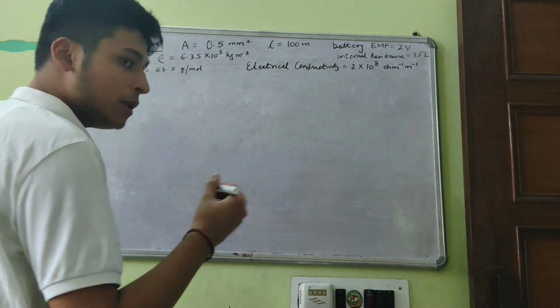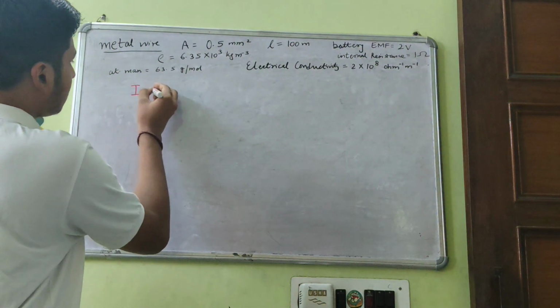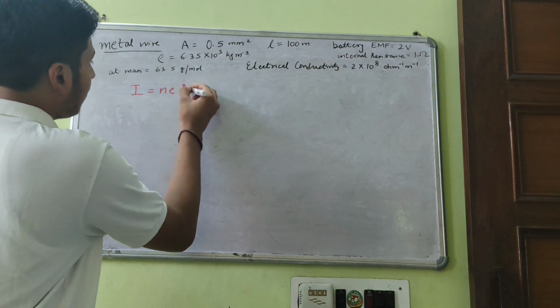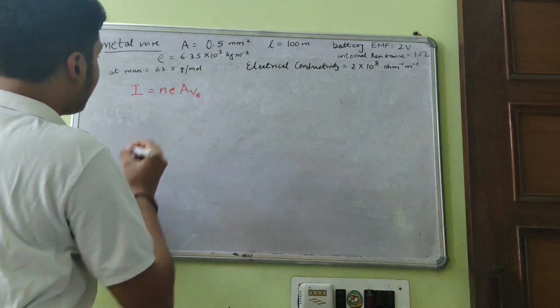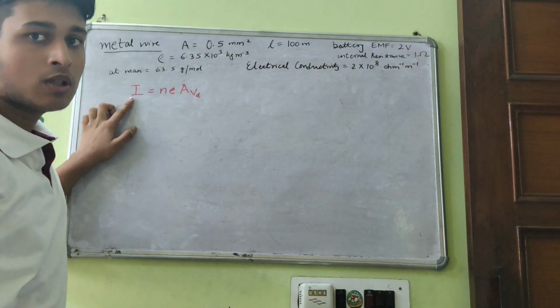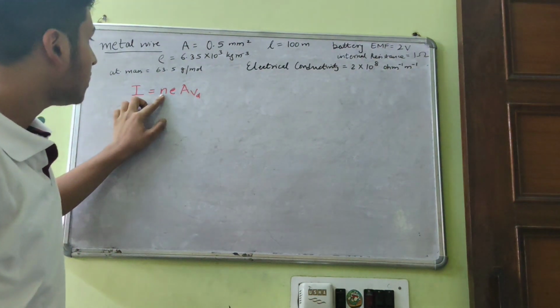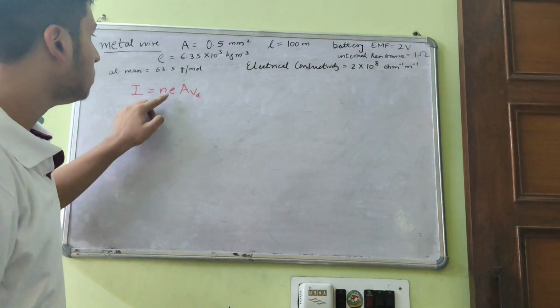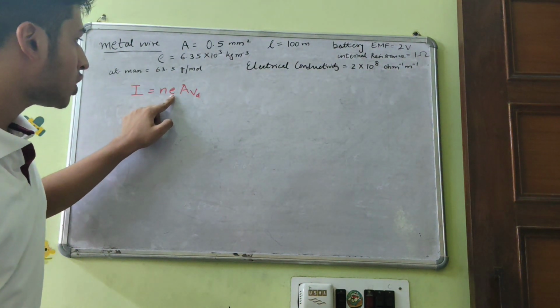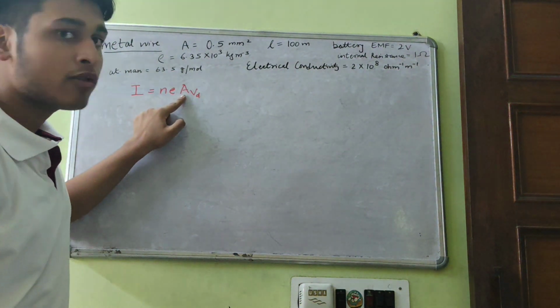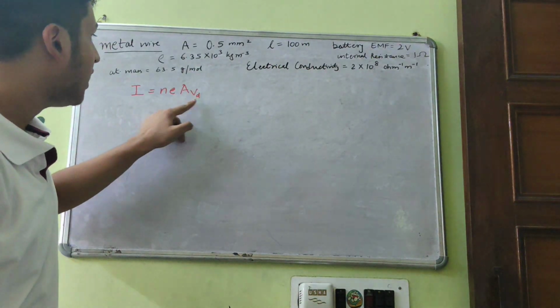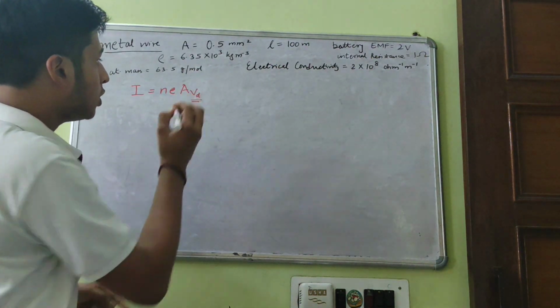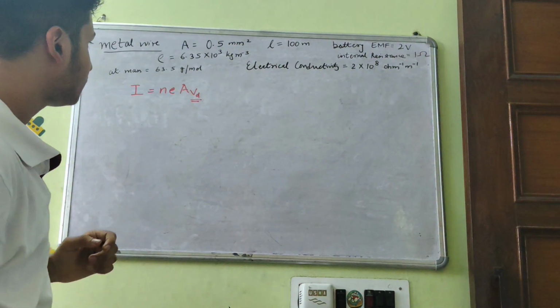So, we will use the formula I equals N E A Vd, where I is the current flowing through the wire, N is the number density of the electrons, the number of electrons per unit volume, E is the electronic charge, A is the area of cross section of the wire, and Vd is the drift velocity of the electrons, which we have to find.